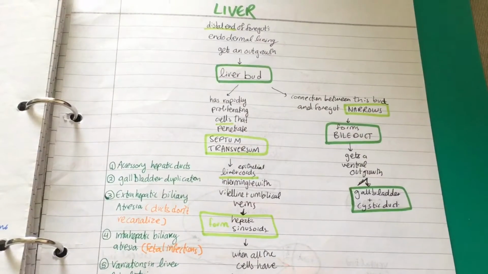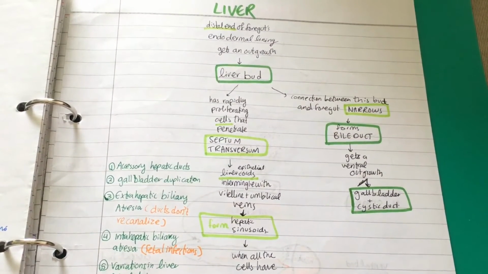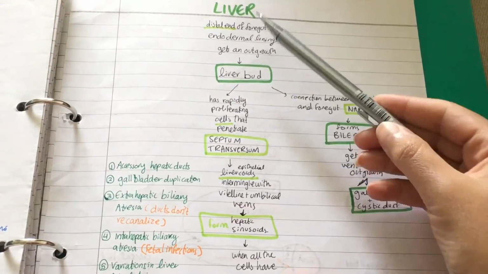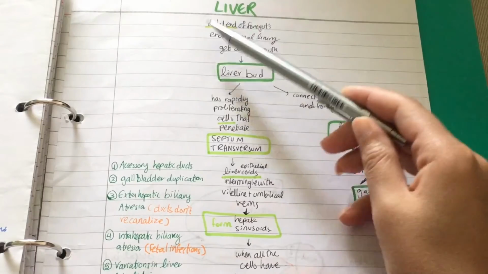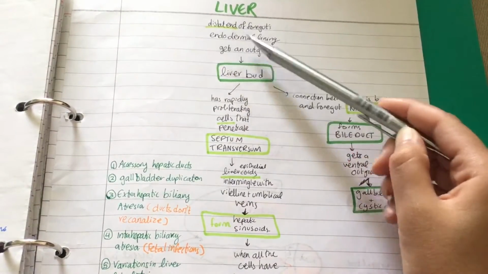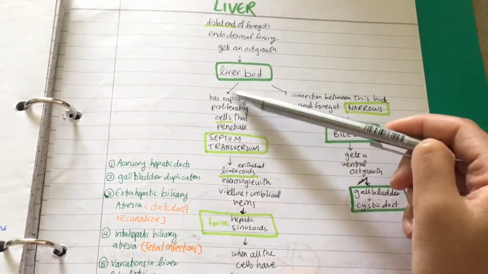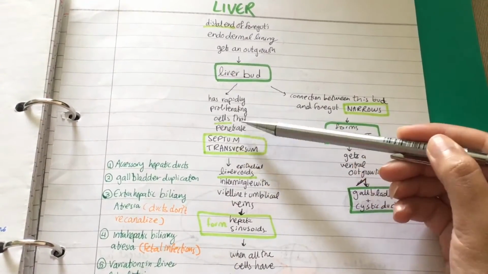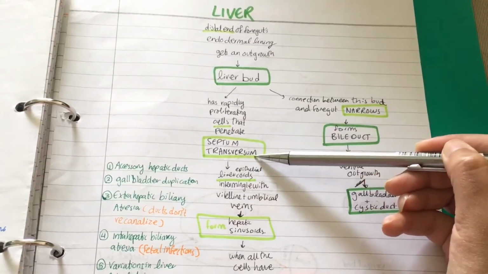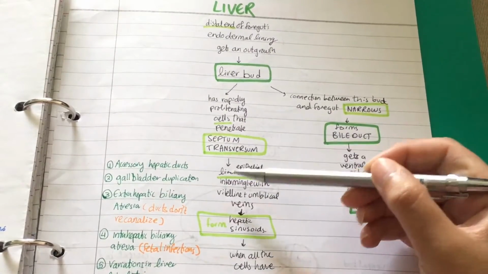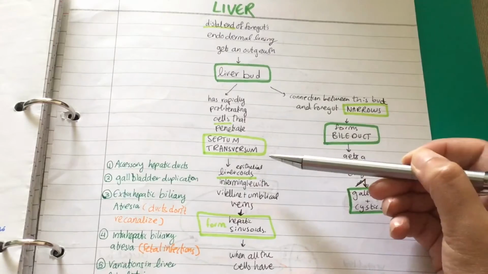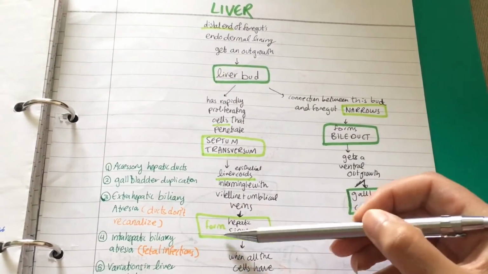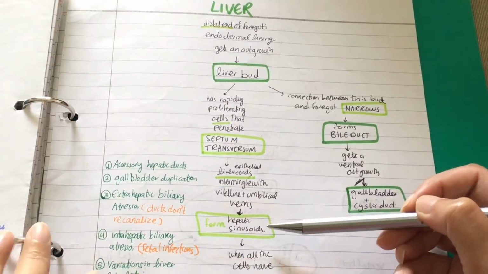The liver. It's really easy, just follow through. Okay, so let's start off. The distal end of the foregut's endodermal lining gets an outgrowth, which we call the liver bud. It has rapidly proliferating cells that penetrate the septum transversum. And the liver cord's epithelial cells intermingle with the vitelline and umbilical veins, and they form hepatic sinusoids.